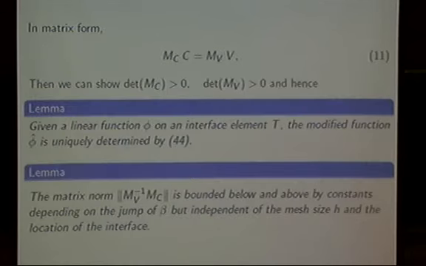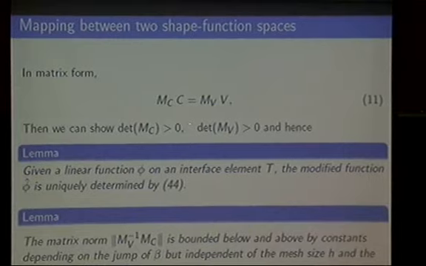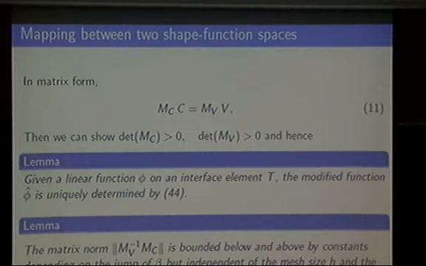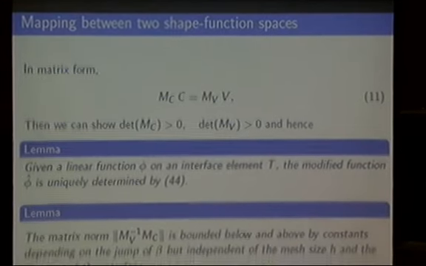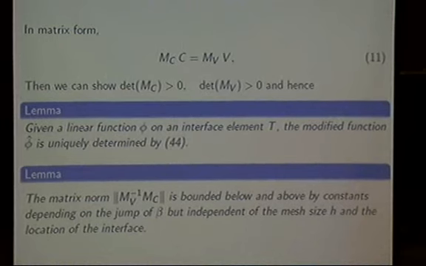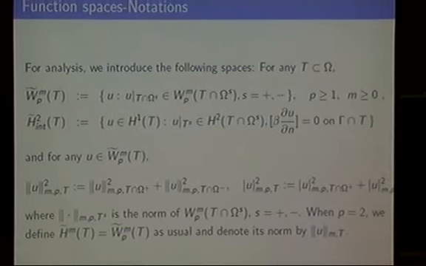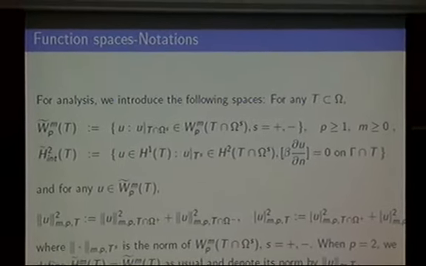Anyway, it is okay in vector notation. MC is equal to MV, for example, like that, and we want to show that this is a non-singular relation. So C is uniquely determined, and the more important part is that we have to show that the matrix norm, like MV inverse times MC, is bounded below and above by a constant. This is the important thing. Then there are many technical steps. Let me skip those.